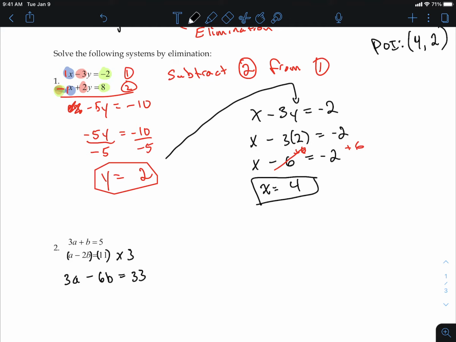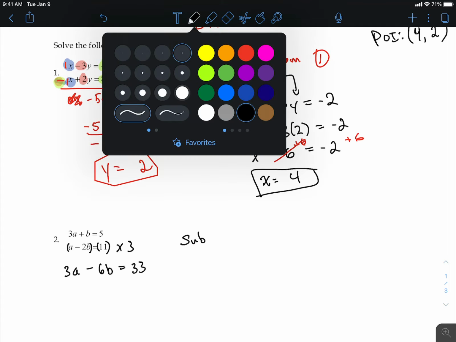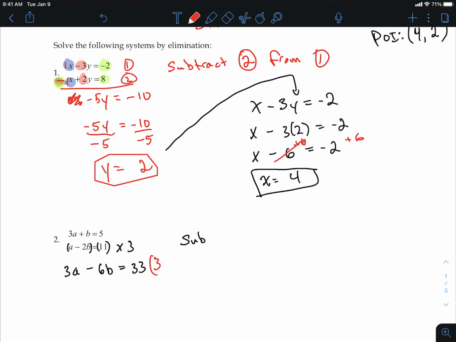Okay? Now I have this kind of new equation, but it's not really a new equation. It's just the last one as a scalar multiple. Okay? But the thing that you can see now is if I were to subtract, well, we can call this equation 3. It's not really anything new.